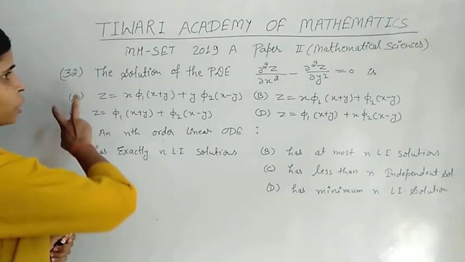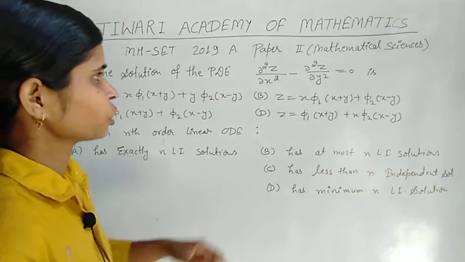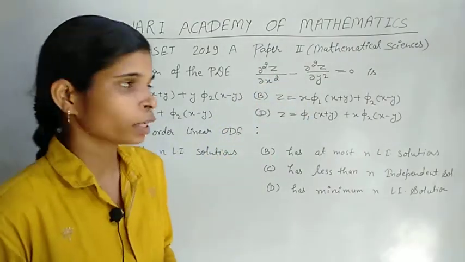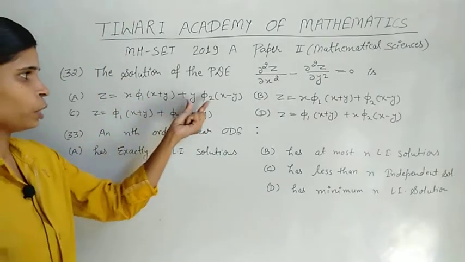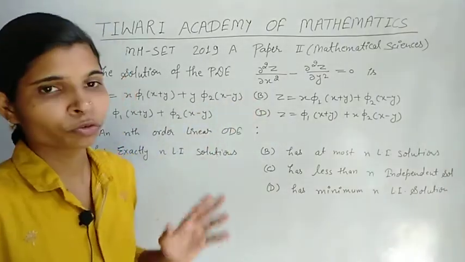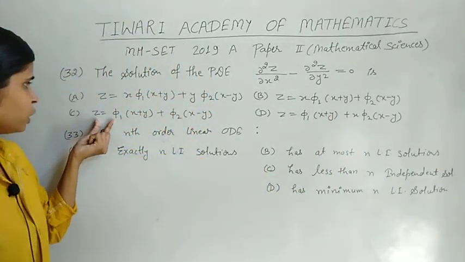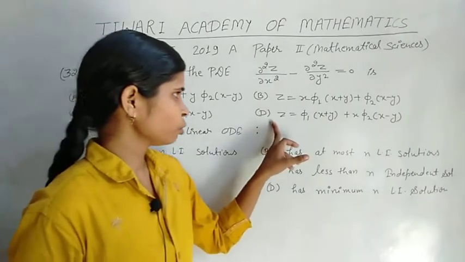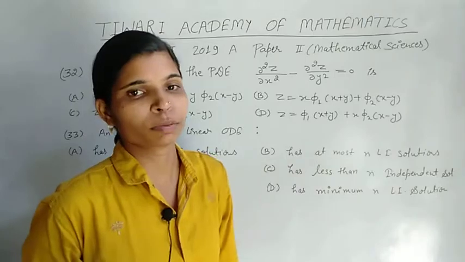Okay. The statement of question number 32 is: the solution of the partial differential equation ∂²z/∂x² − ∂²z/∂y² = 0 is, option A, z = x·φ1(x + y) + y·φ2(x − y). Option B, z = x·φ1(x + y) + φ2(x − y). Option C, z = φ1(x + y) + φ2(x − y), and option D, z = φ1(x + y) + x·φ2(x − y).